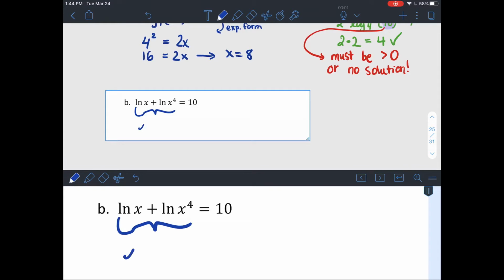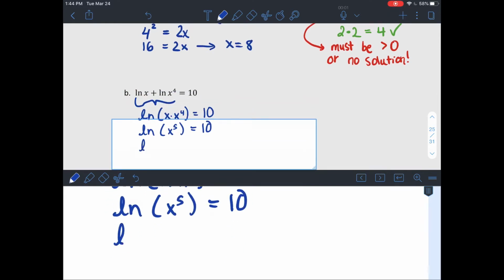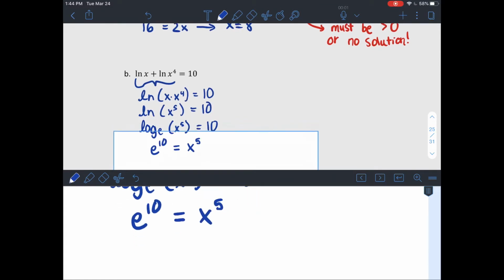If you're looking at this one, combine those into a single logarithmic function first. So when you put that back together, you'd be multiplying an x and an x to the 4th, which would give you natural log of x to the 5th. Switch it to exponential form. Remember, natural log is log base e. So you know that e raised to the 10th power equals the inside of your logarithm, x to the 5th.